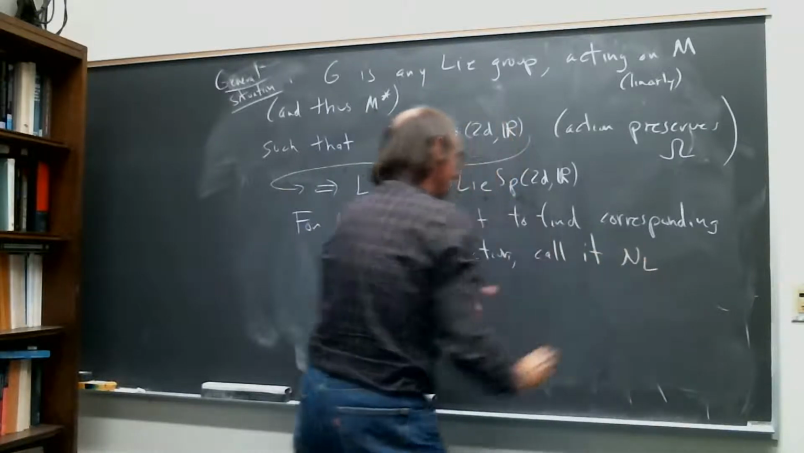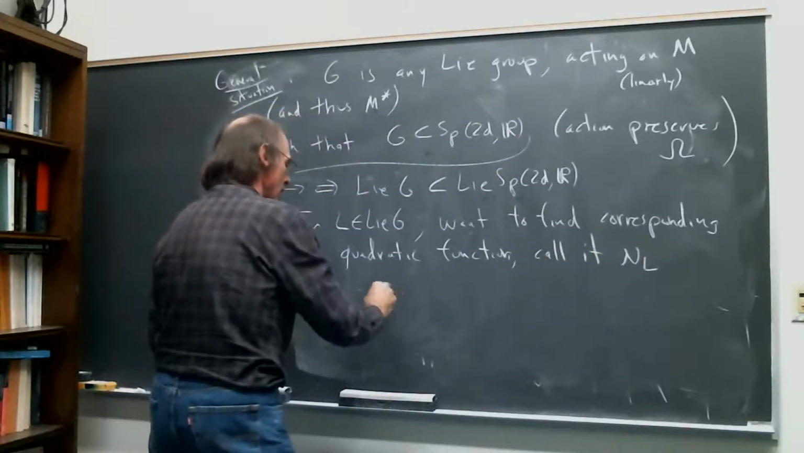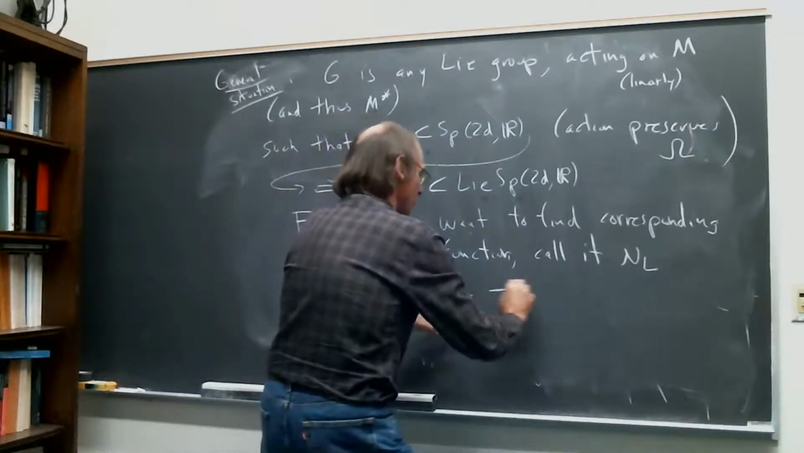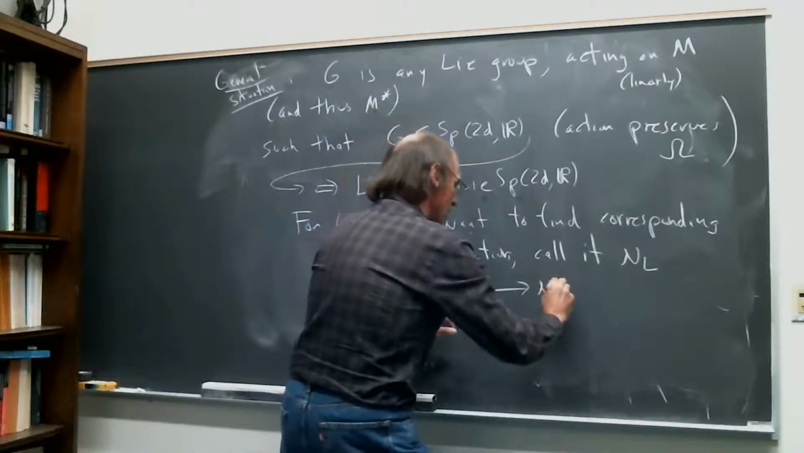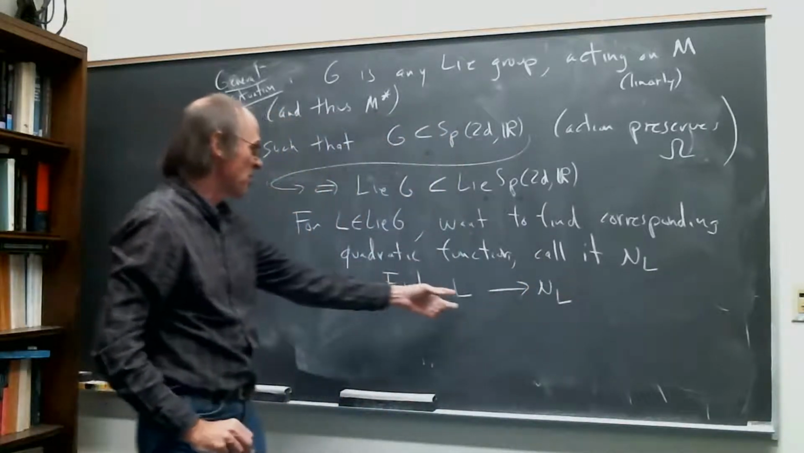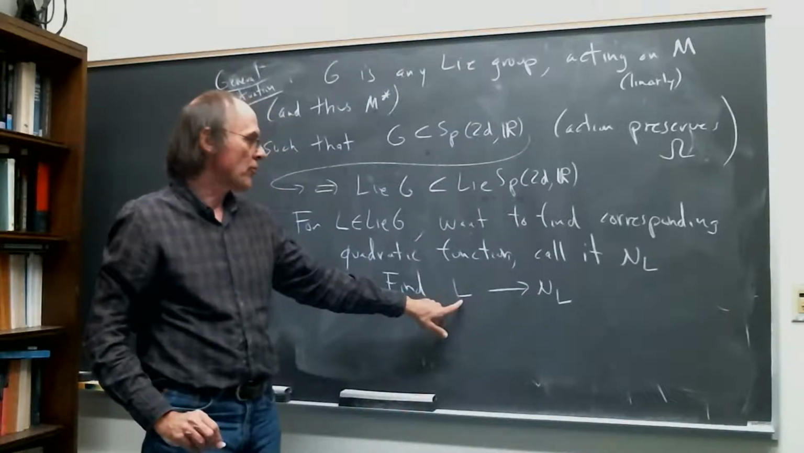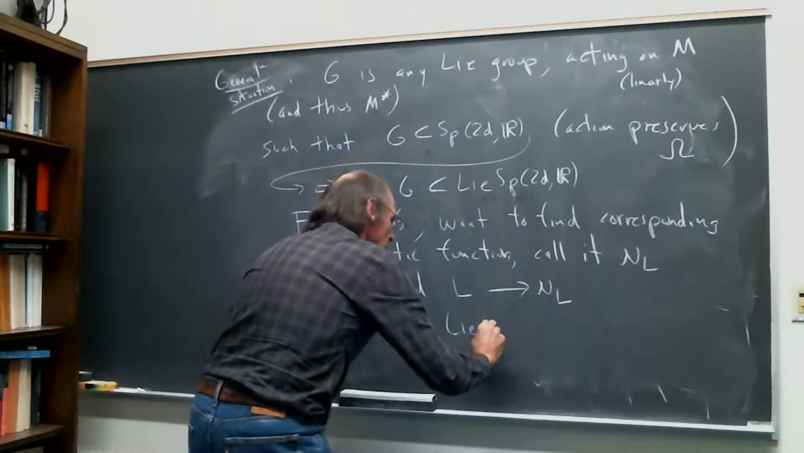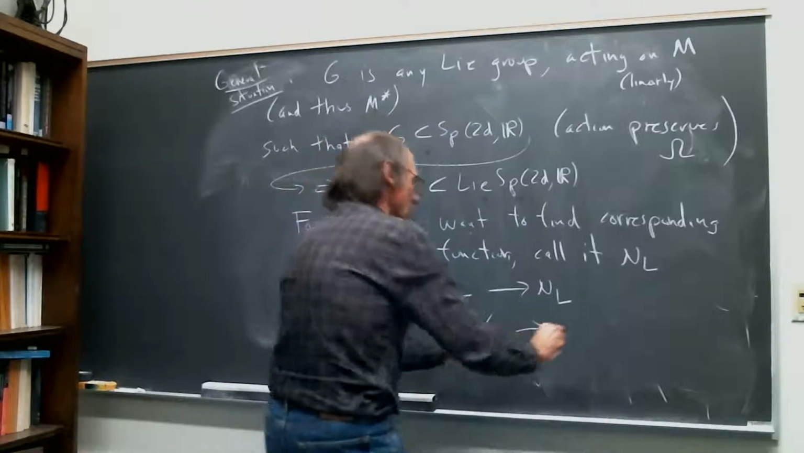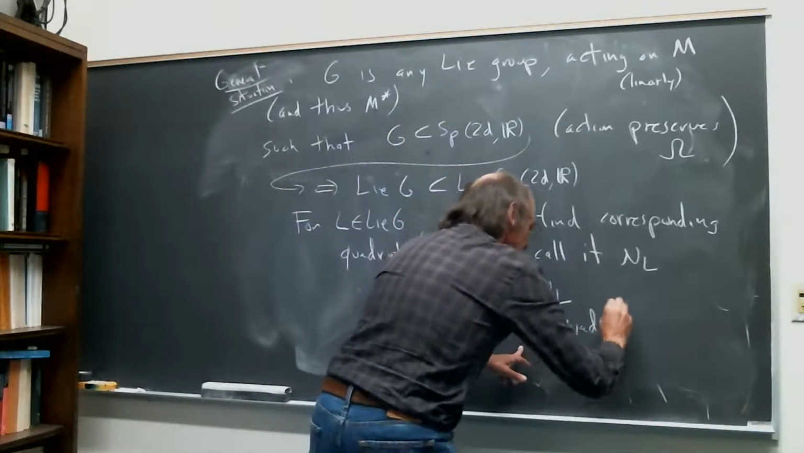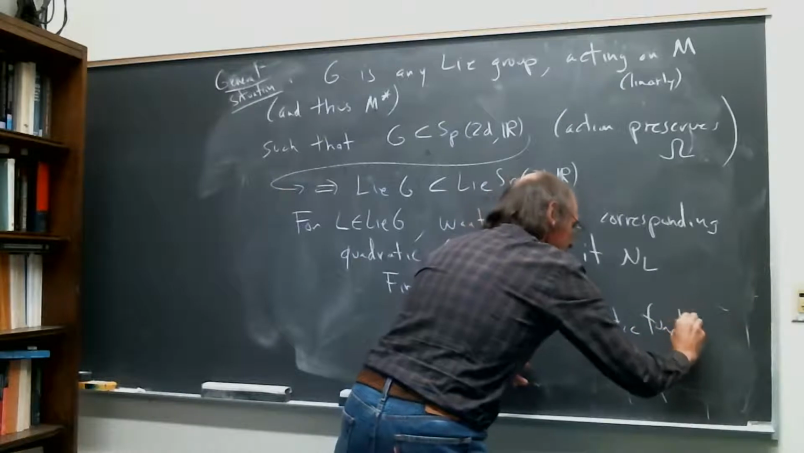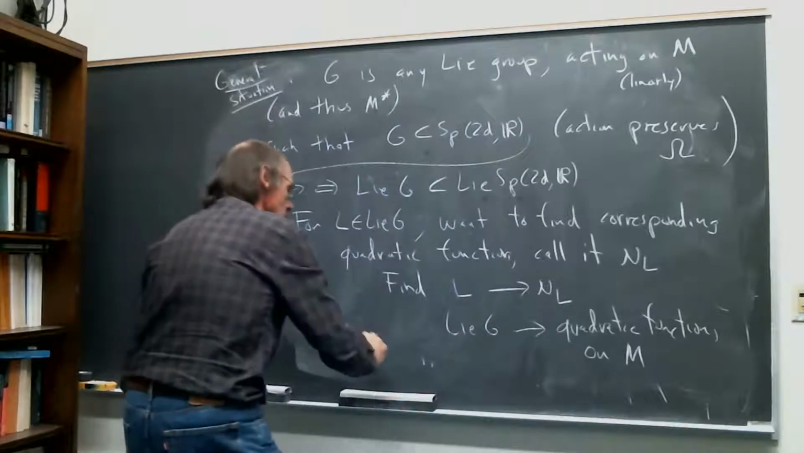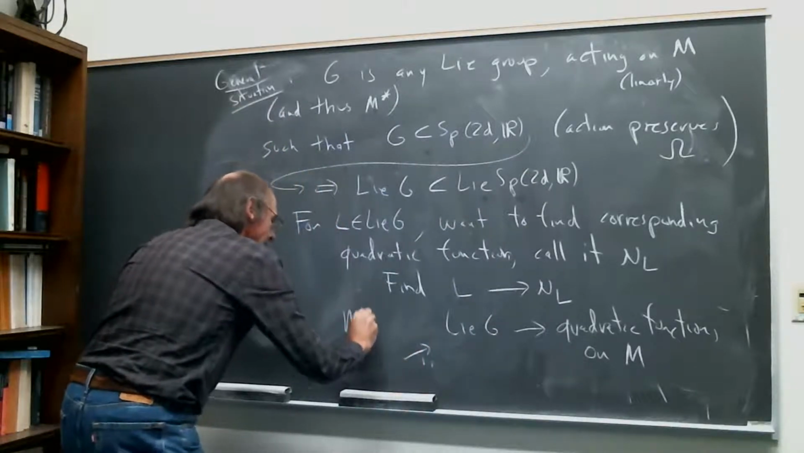the use of L. And so we want to find L goes to use of L. And so here this is, and this is called, this goes to quadratic functions. So this thing is called the moment map.